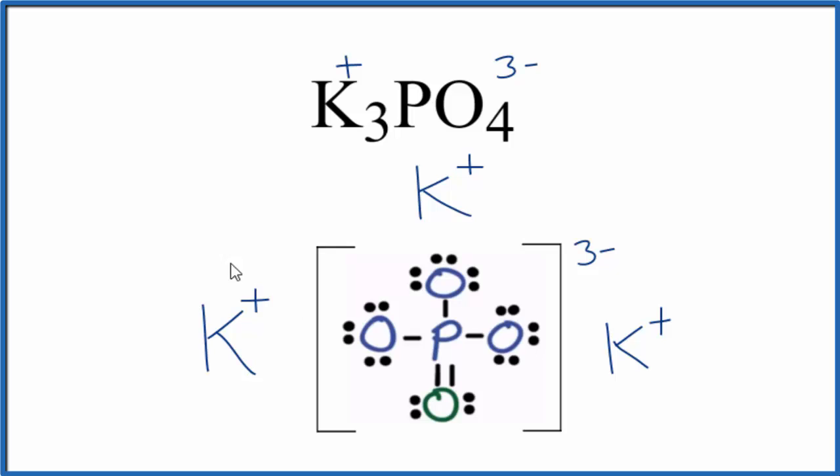Sometimes you'll see brackets around each of the positive ions as well. That's okay too. Also note that K3PO4 normally exists as a crystal. And since it's a crystal, we have a regularly repeating pattern of this structure. But this is useful to show that the potassium atoms lost an electron to the phosphate and became ions.